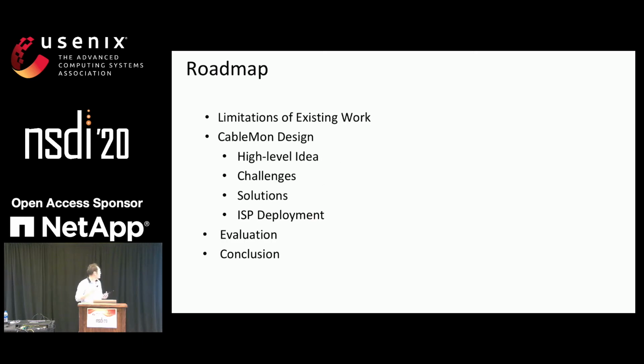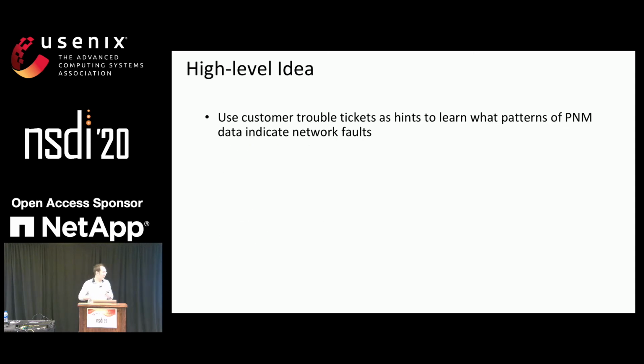In order to resolve this problem, we designed a system called CableMon. The high-level idea of the system design is that we want to use customer trouble tickets as hints to learn what patterns of the PM data may indicate a network fault.